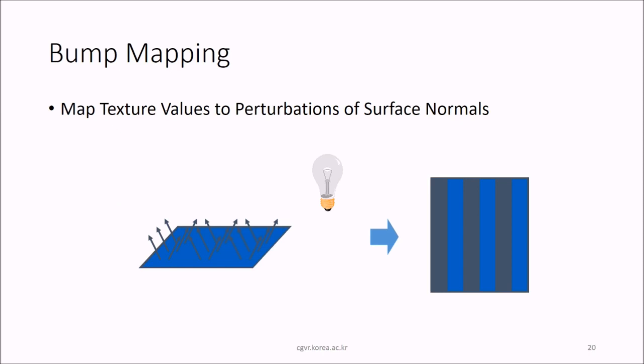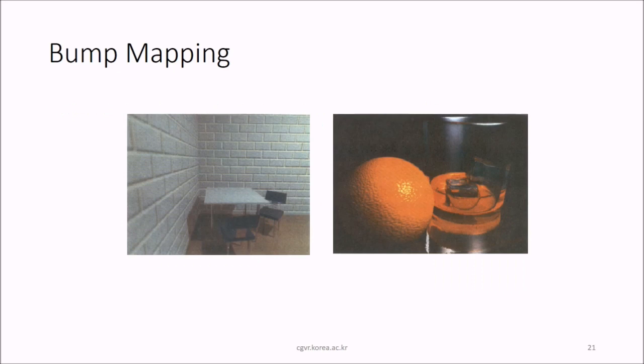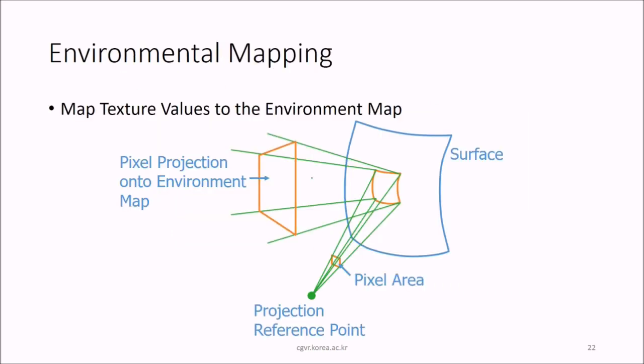Bump mapping: we map texture values to the perturbation. Perturbation means there is a disturbance. So we map texture values to disturbances of surface normals. Bump mapping is like this. See, this is the bump mapping.